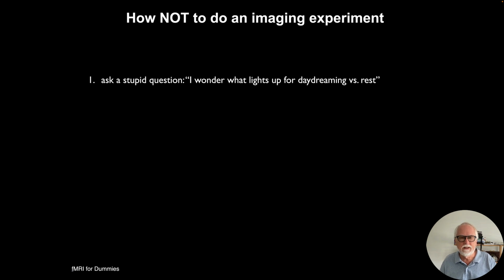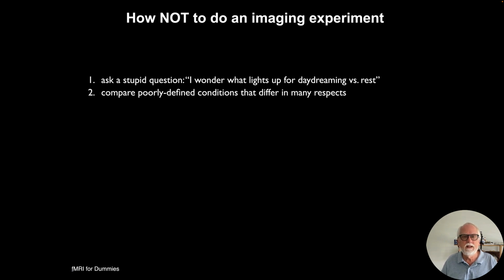That was kind of what people did a lot when they first got their fMRI scans. They just said, well, let's see what lights up when a person does one kind of task versus another. Compare poorly defined conditions that differ in many respects. Like, I'm going to see what it looks like when people are watching happy movies versus sad movies. And sure, that might sound like a real clear thing, but there's actually probably a lot of differences between happy and sad movies, and how do you know which ones are actually affecting the brain activity?